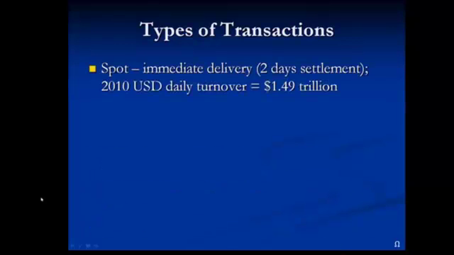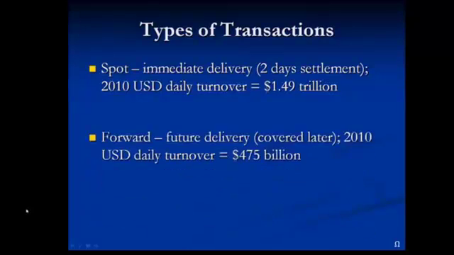Let's look at the types of transactions. Spot transactions, which we are probably most familiar with, are just like buying a hamburger. You go to the restaurant and you buy your hamburger on the spot. Same thing for currencies. If you wanted to buy some yen or pounds, you would go to the market and buy it on the spot for immediate delivery, which takes about 2 days to settle, however, but you're buying it on the spot. And the 2010 daily turnover for spot transactions was $1.49 trillion.